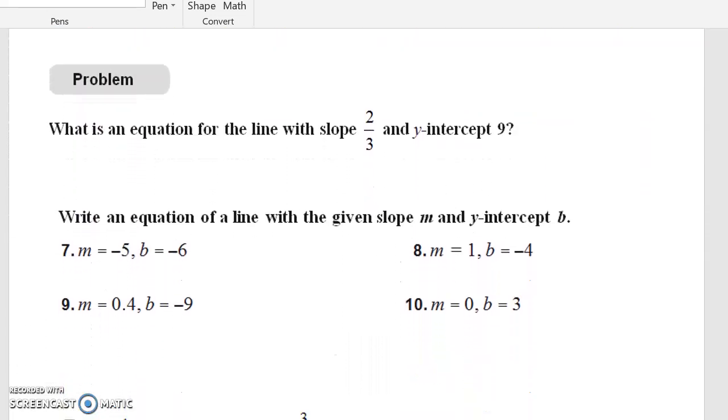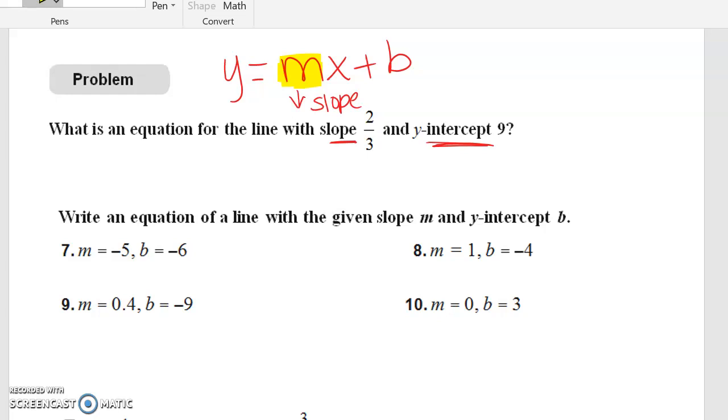So now we need to write an equation in slope-intercept form given a slope and given a y-intercept. I'm just going to write at the top to remind us what slope-intercept is. y equals mx plus b. This m value here is going to be our slope, and this b value out here is going to be our y-intercept.